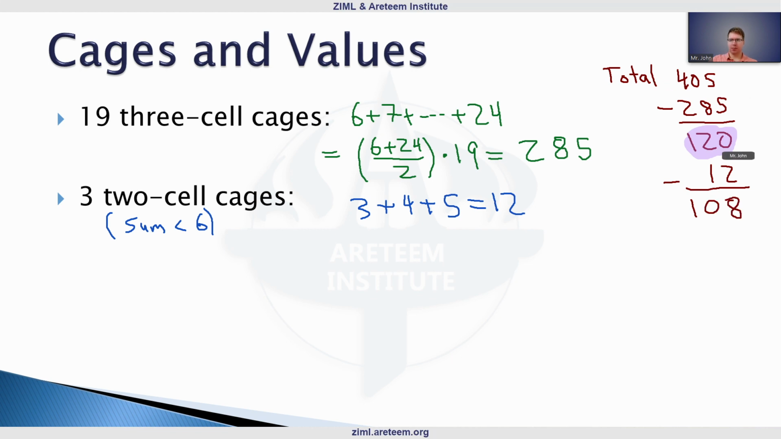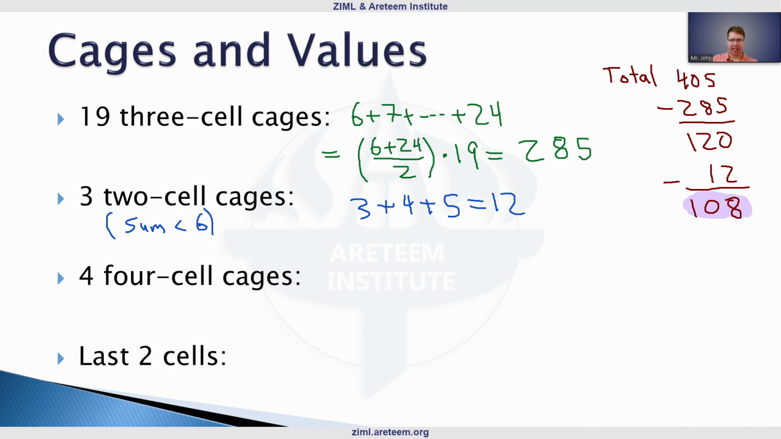So let me just move that 120 down here to highlight our 108 at this point. Now, 108 seems like a lot left, right? We have our four cell cages and our last two cells. That's all that's left over in this scenario.